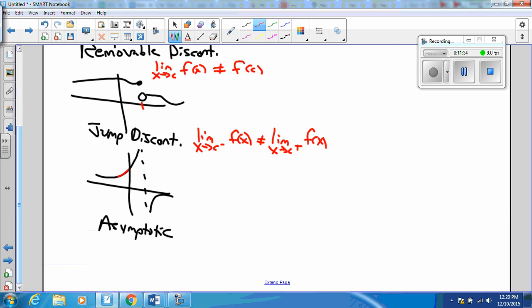And then down here, what makes this asymptotic is that as I go in towards c, my function keeps on getting bigger and bigger and bigger, without bound. In other words, f goes to infinity.